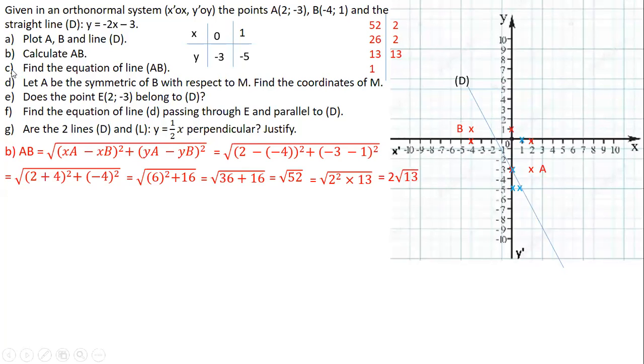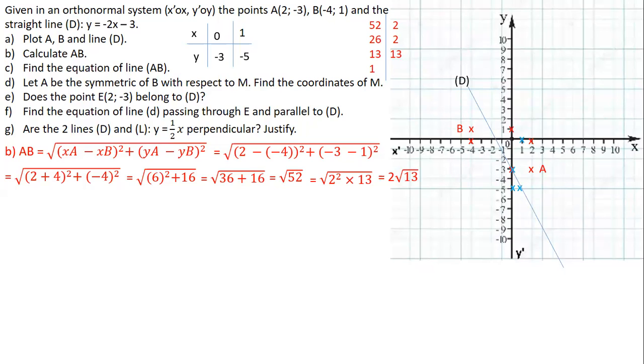Now in part C, Amir. Yes, miss. In part C, we should find the equation of line AB. To find the equation of a straight line, what should I find first? The slope. Bravo. What is the slope of line AB, Amir? What's the rule?